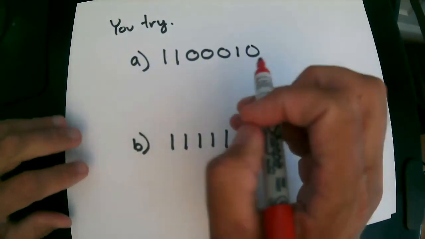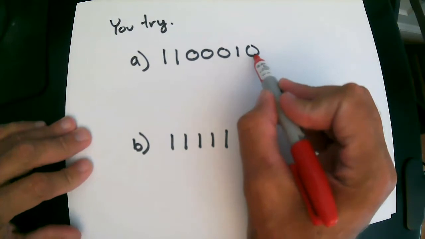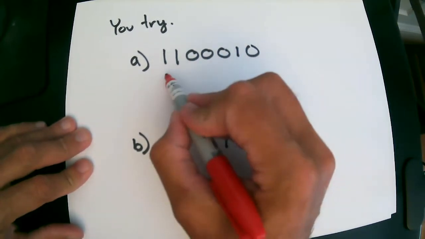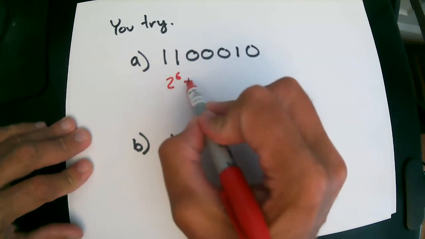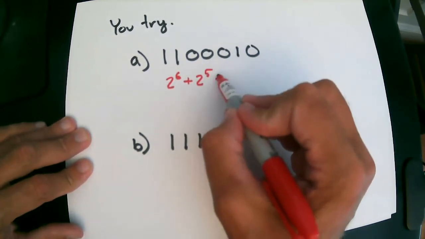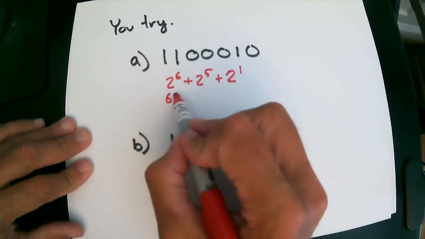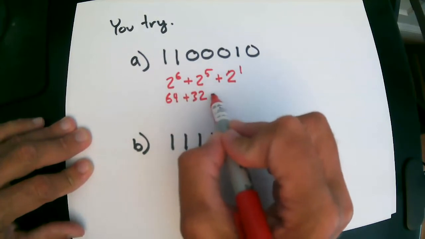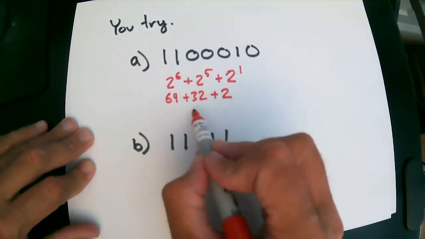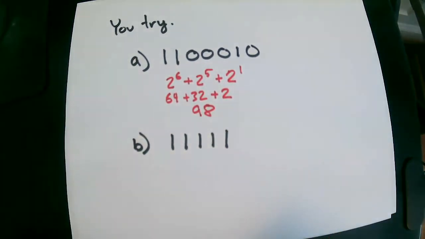All right, hopefully you actually paused the video. So let's do this, and we'll try to do it as quickly as we can. So let's see, the place values are 0, 1, 2, 3, 4, 5, 6. So that means there's a 2 to the 6th. That's a 2 to the 5th. 0, 1, and a 2 to the 1st. So that 2 to the 6th is 64, plus 32, plus 2. So we've got 96 plus 2, and that's 98. And hopefully that's the same number you got.